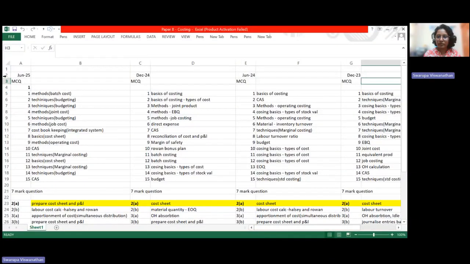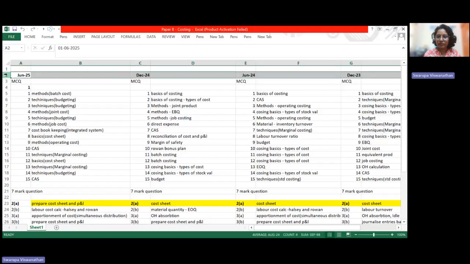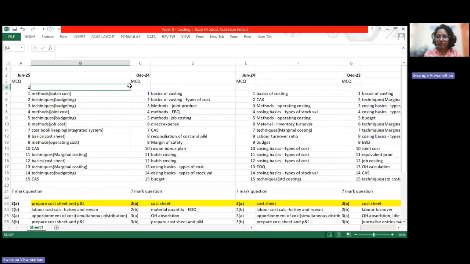Just like how we did for the IDT paper, I have done an analysis for the costing paper also. Before we go into the revision series, we have to understand which are the important topics and give more importance and more preference to those topics. So first we will go to the 7 mark questions.